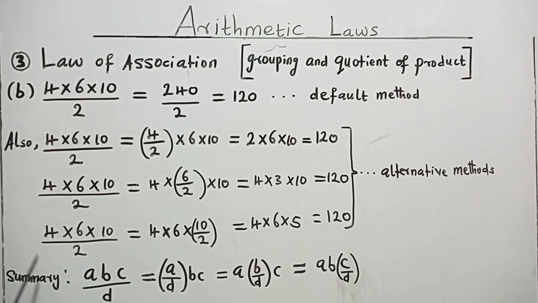This is the summary. A, B, C over D. That is A times B times C, where our A has become 4, our B has become 6, our C has become 10, and our D has become 2. Just a case in point. So A, B, C, all over D.